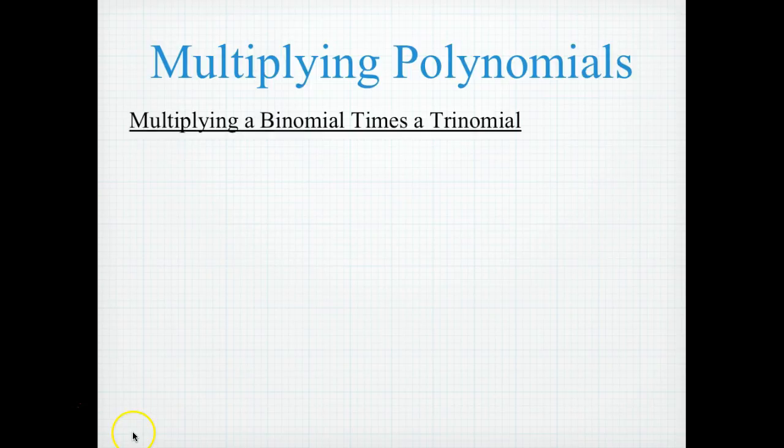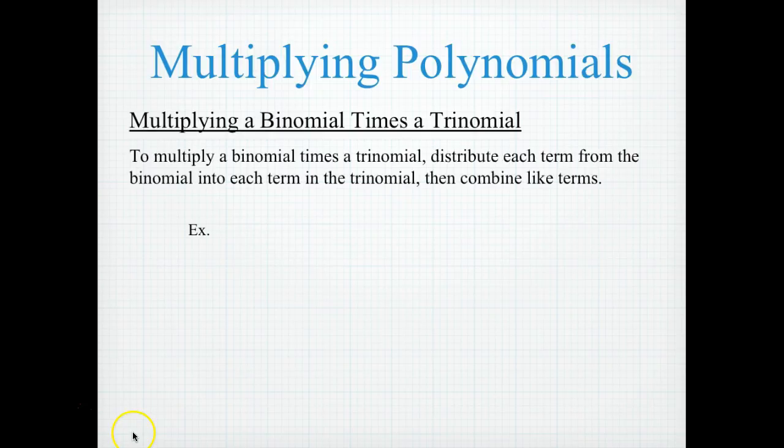Next, we're going to multiply a binomial times a trinomial. To multiply a binomial times a trinomial, we need to distribute each term from the binomial into each term of the trinomial and then combine like terms. In the example we're going to provide, we have x minus 2 representing the binomial, and we're going to multiply that by x squared plus 3x plus 4.